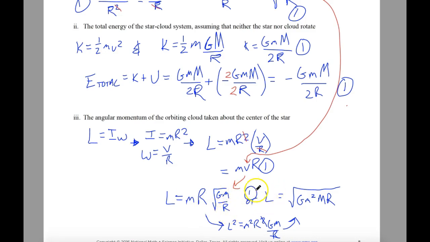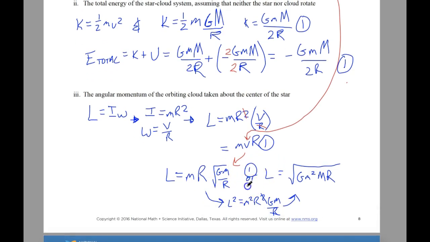And if I want to simplify this, which you don't have to do, but the answer key does say it, I can square everything, and then take the square root of both sides after crossing off one of the r's. I end up with this guy.